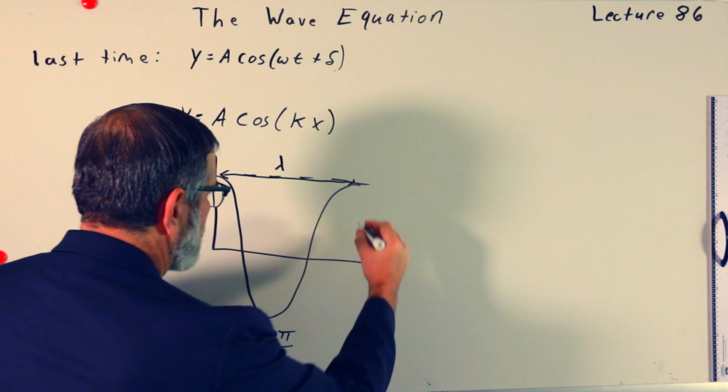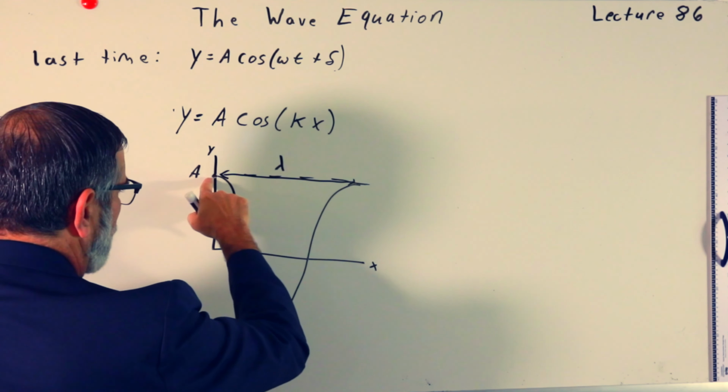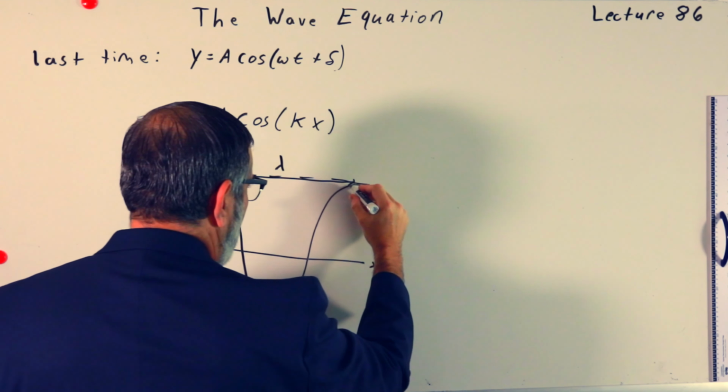So at x equals 0, obviously the magnitude of this wave is A. But what about when we get here?